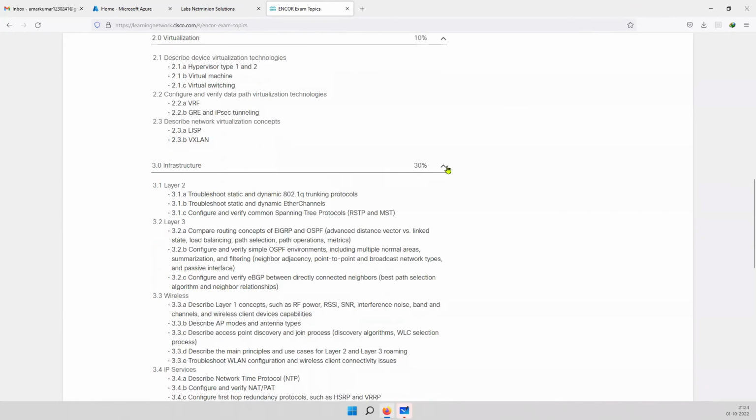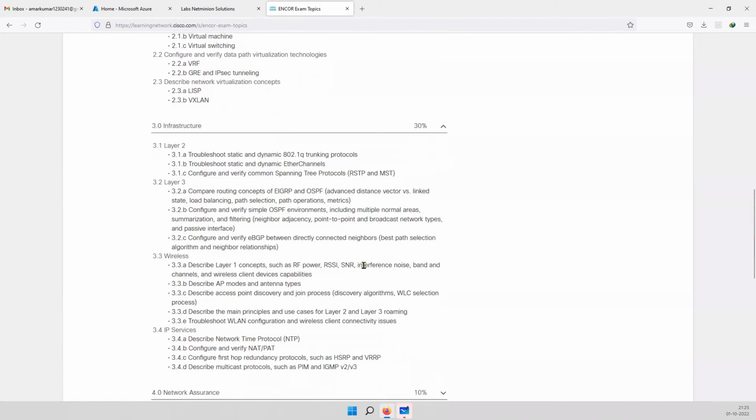Apart from virtualization, we have infrastructure. In infrastructure, this is 30%, and here you would be learning routing concepts, NAT concepts, all those routing protocols, layer 1 concepts. Okay, all those things you are going to learn over here. So here we are going to talk about the 802.1Q trunking protocol. We are going to talk about spanning tree protocol. Then this is layer 2, and then we will move to layer 3, which is routing protocols. Then we will talk about wireless over here.